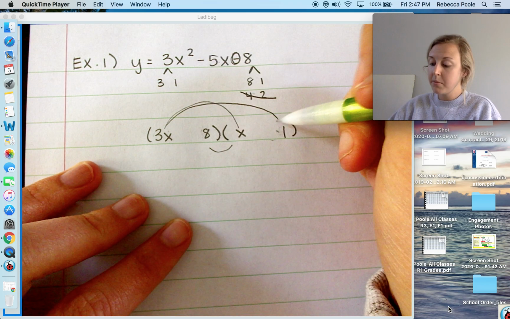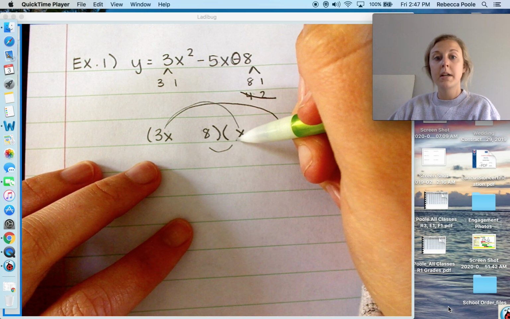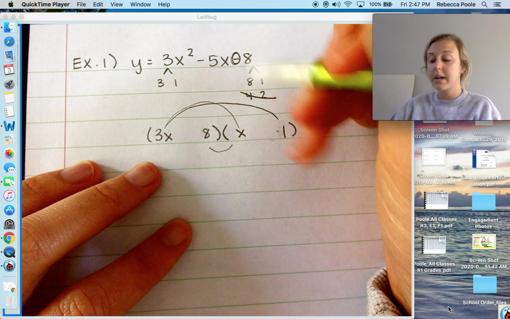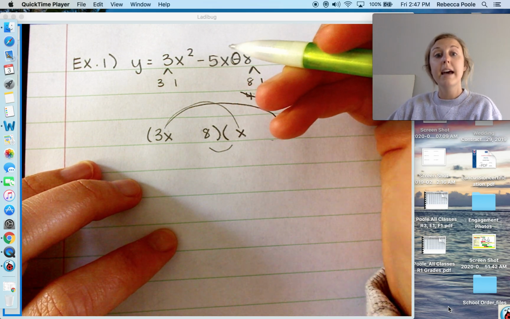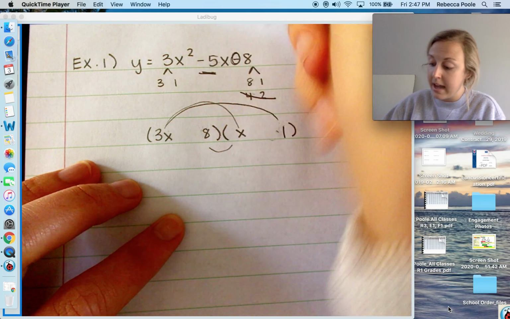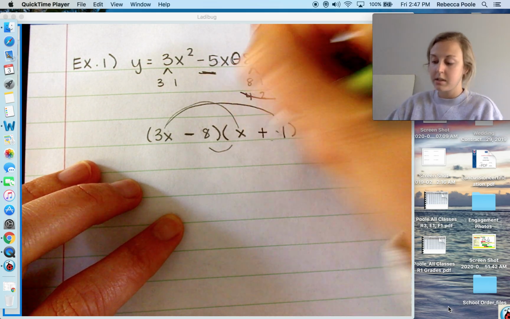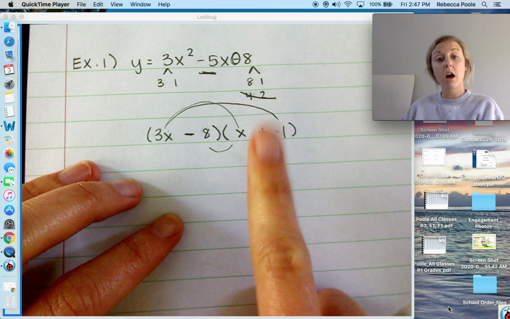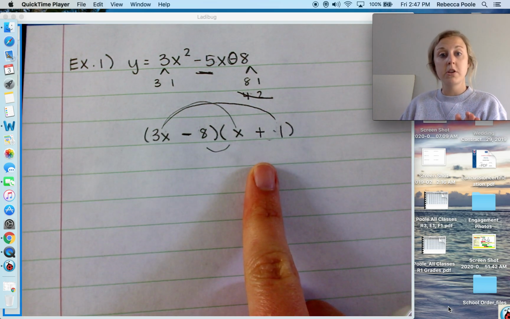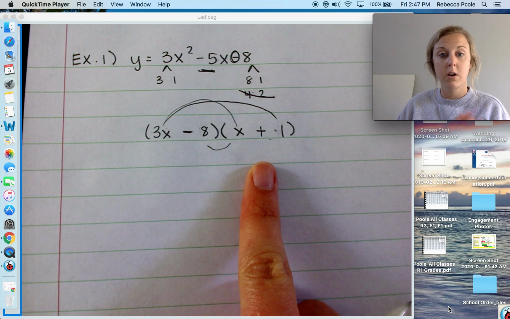All right, 3 times 1 is 3. 8 times 1 is 8. If I do 8 minus 3, do I get 5? Yes, and if I want the 5 to be negative, then my 8 is going to be negative, and my 1 is going to be positive. So this does factor, which means the most efficient method was by factoring, okay?